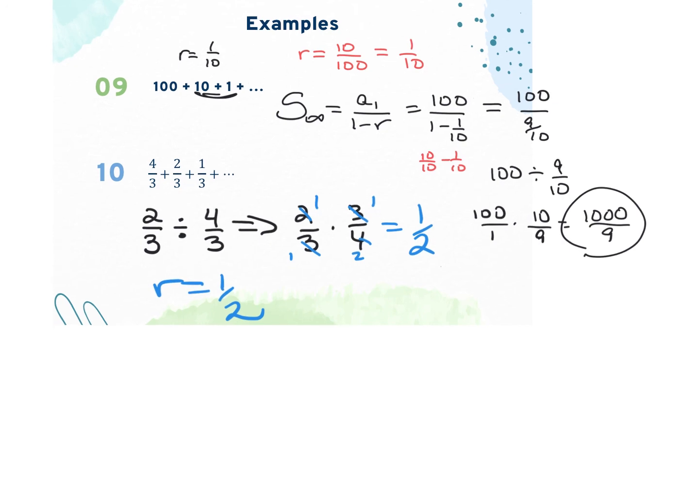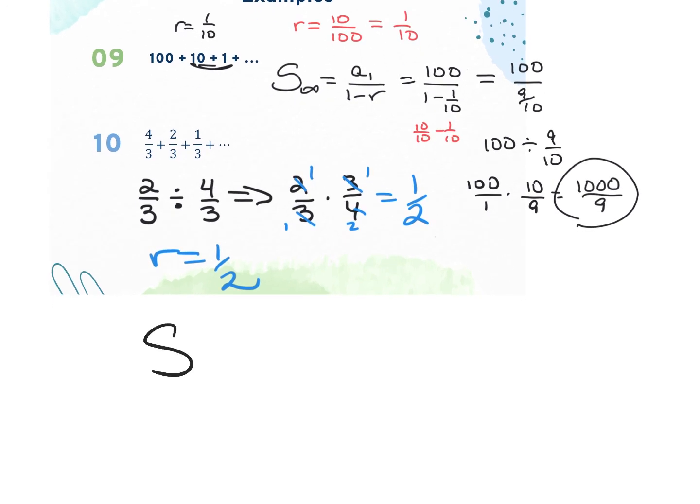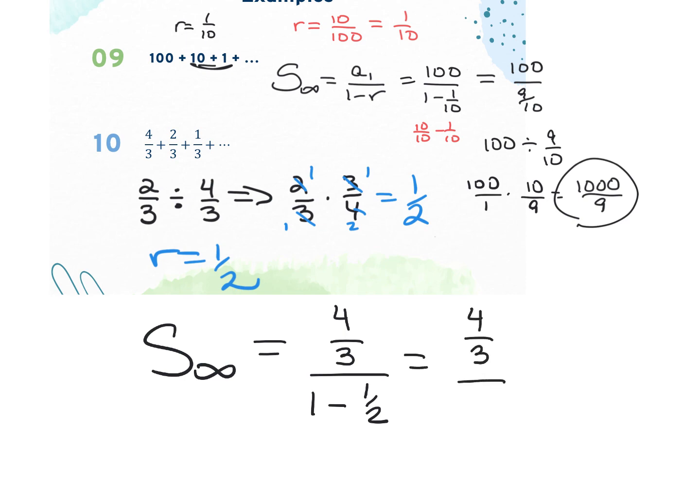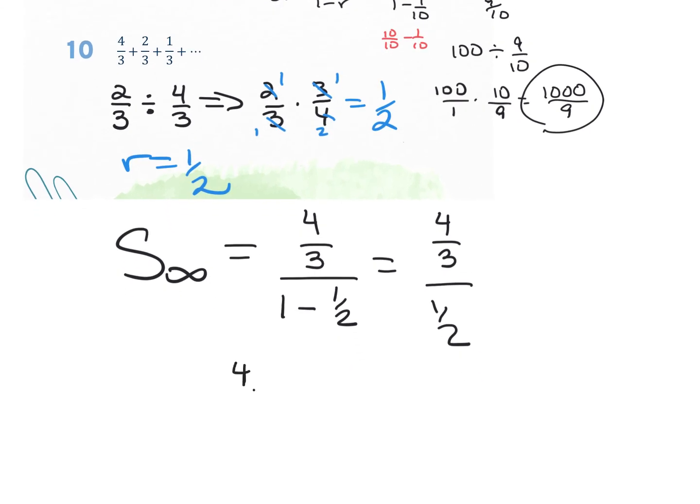And now I can plug it into the formula. S sub infinity, or S to infinity. My first term is 4/3, over 1 minus the common ratio, which is 1/2. 1 minus 1/2 is 1/2. And now I divide. 4/3 divided by 1/2. Keep flip change. And I get 8/3.